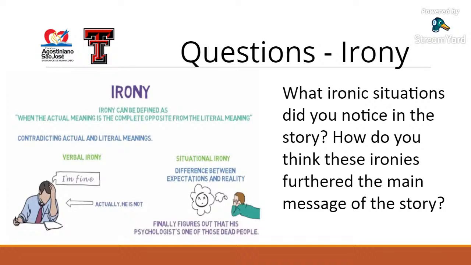Okay, finally figures out that his psychologist is one of the dead people, which I don't get exactly. But remember when we were reading, right? We have all these technological things, but we don't have the one thing that we need. Because the expectation as we're reading, there's this, there's that, there's cameras, there's lights, there's all this technology, but we don't have the one technological thing that we need. So that's an example of one ironic situation in the story.